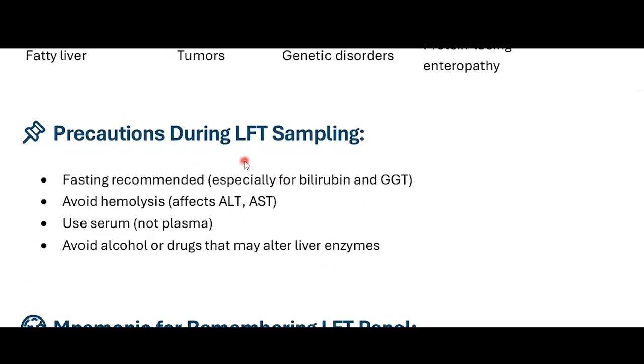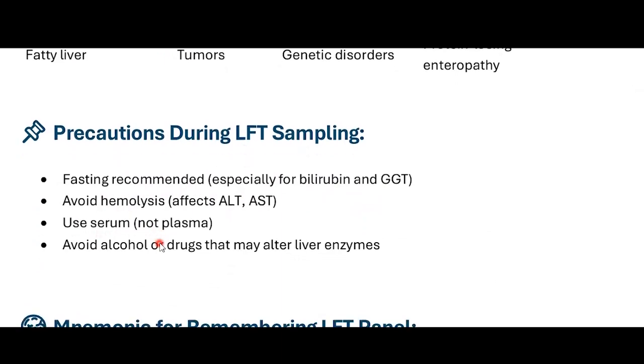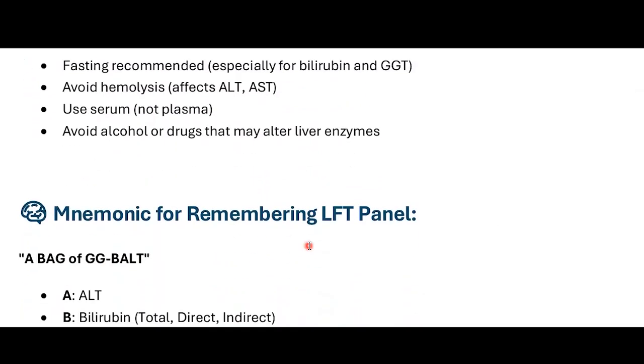Next, precautions during LFT sampling: fasting is recommended, especially for bilirubin and GGT. Avoid hemolysis, as it affects ALT and AST, because hemolysis will obviously disturb the ALT and AST. Use serum, not plasma. Avoid alcohol or drugs that may alter liver enzymes. So these are the precautions before taking the sample for the LFT.